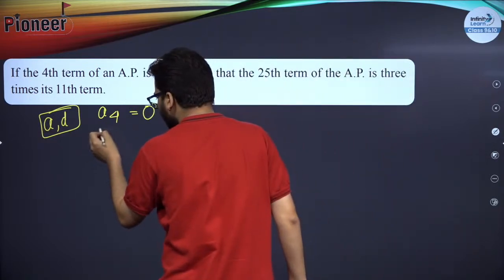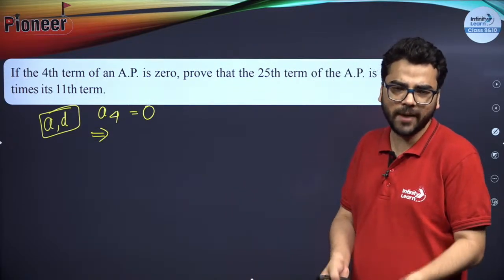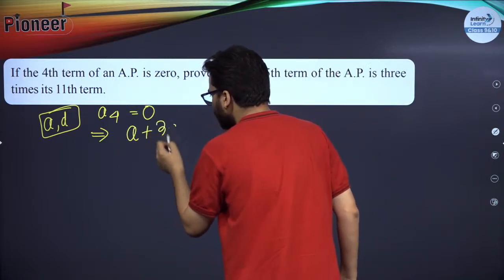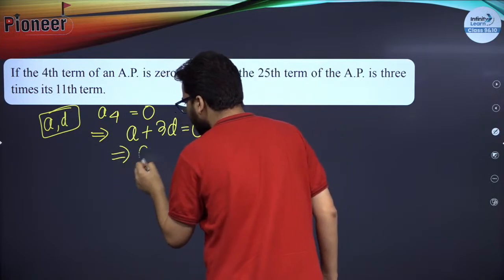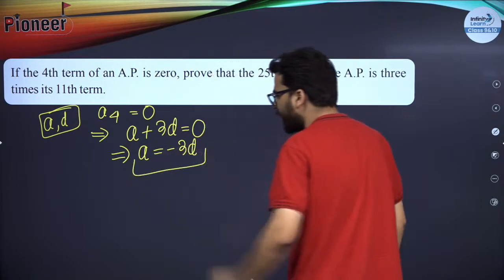So nth term of an AP is what? A plus n minus 1 into D. So it will be A plus 4 minus 1 into D, or you can say A plus 3D. That is equal to 0 over here. Correct? So can I not say over here just that A will be equal to minus 3D? I can use it basically in the question.